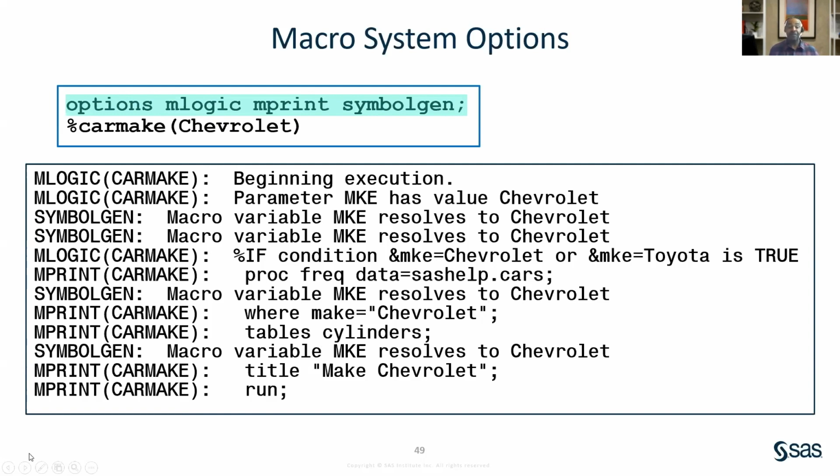Now, to be honest, I probably wouldn't turn all of these on at the same time. I'll oftentimes put MLOGIC with MPRINT if I want to see what's happening with my macro program. And then if I want to see the macro variables resolve, I'd probably use SYMBOLGEN by itself. That's just me. That's how I do it.